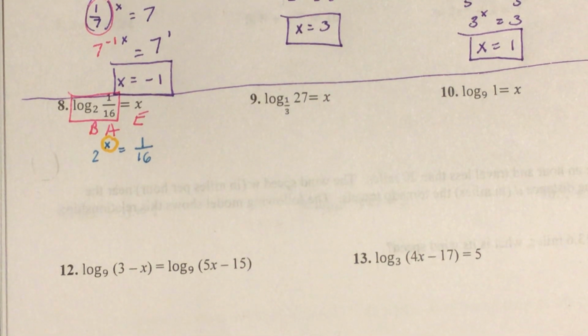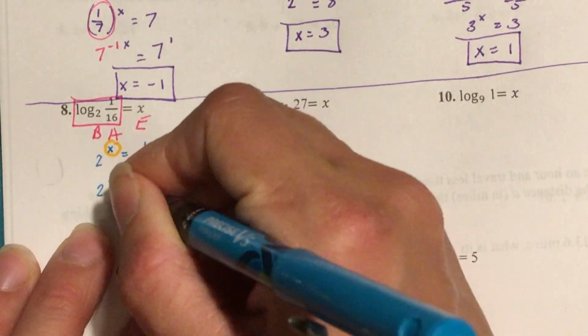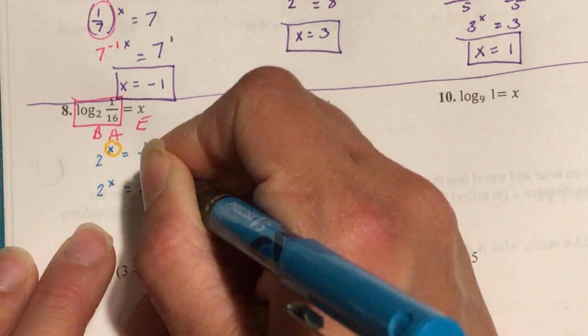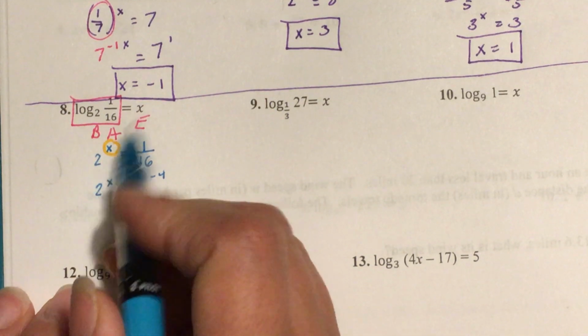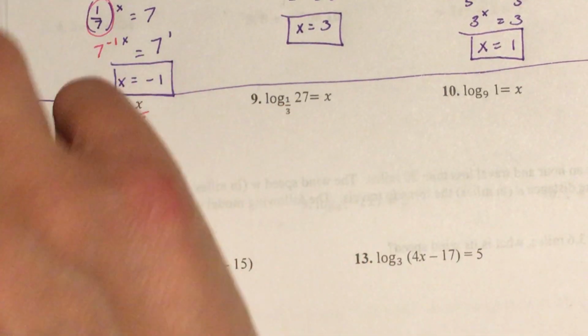But now that this is in exponential form, we want to try to solve it like we did the problems above, which is trying to get the same bases. So 2 to the x equals 1/16. I could rewrite 1/16 as 2 to the -4, or you might be able to just solve for x in your head. And we see that x is equal to -1/4.